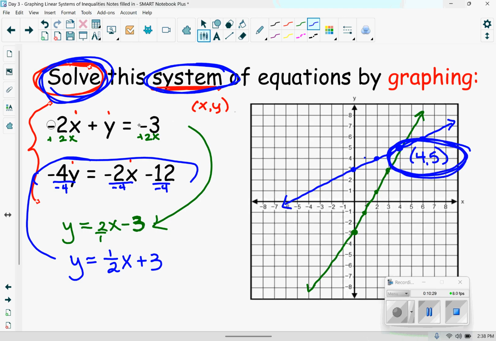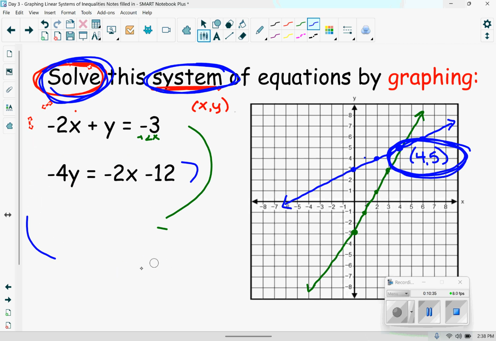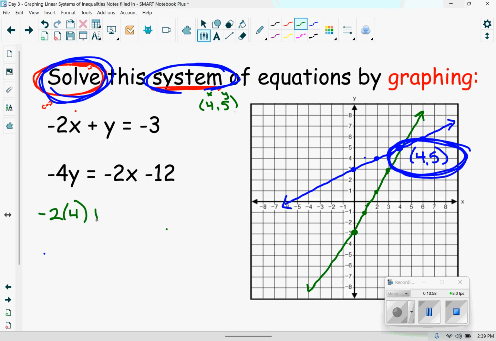Now I'm going to show you really quick why that's the answer, how I can prove that's the answer. So I think (4, 5) is the solution, right? Let's see if I can get this going pretty fast. So I'm going to take the (4, 5). Of course, 4 is an x, 5 is a y. So in this top equation, I'd have -2 times x, which is 4, plus y, which is 5, equals -3. Is that true? -8 plus 5 is -3. So -3 equals -3.